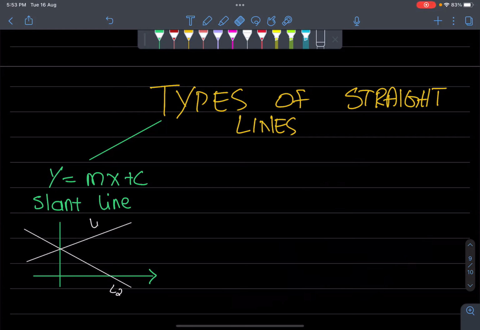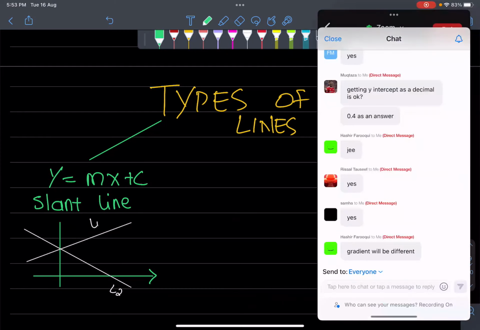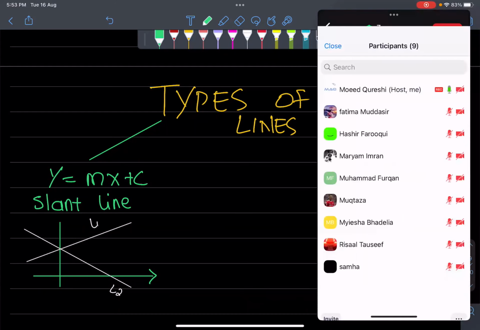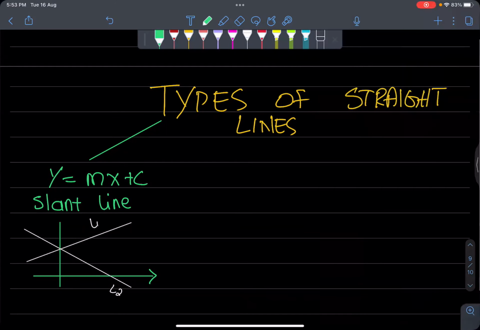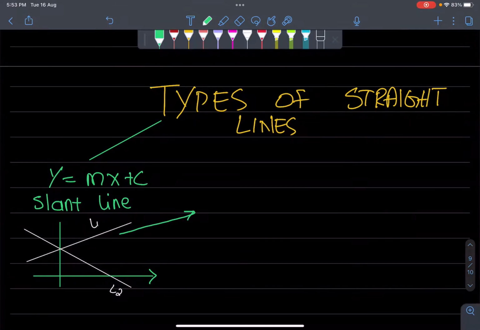Now let me get back to the actual part. The question was, what's the difference between L1 and L2? Did anyone try? Gradient will be different. Correct, Hashir? Gradient will be different. You are right. How? The line that is moving towards the right, up a mountain. The line that is moving up a mountain has positive gradient. So the gradient, m, will be positive for L1.